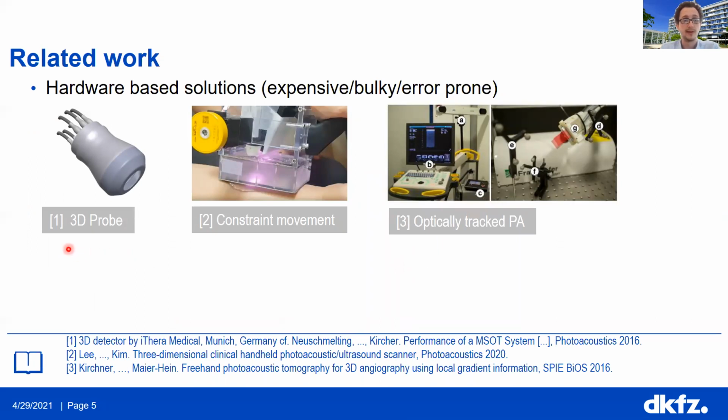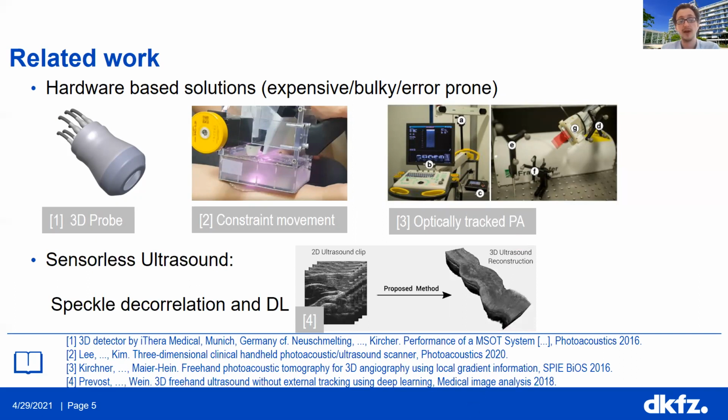Related work had focused on 3D probes, constrained movement of 2D probes, or optically tracked 2D photoacoustic probes to produce 3D photoacoustic volumes. But these solutions are expensive, bulky, and prone to human error. However, when we look in the field of ultrasound imaging, sensorless approaches have been developed based on speckle correlation and could be improved performance-wise using deep learning methods.